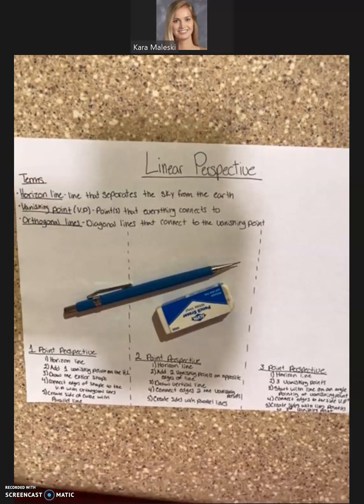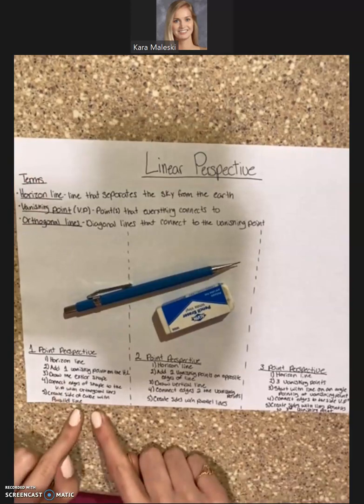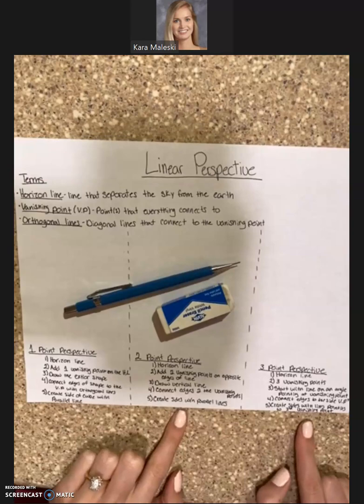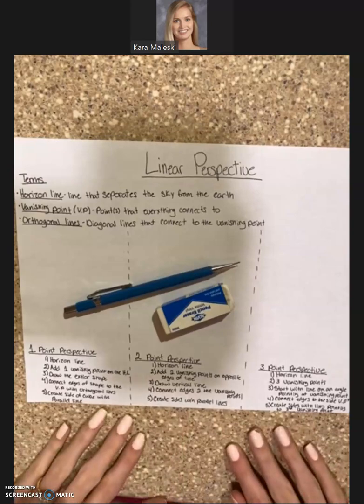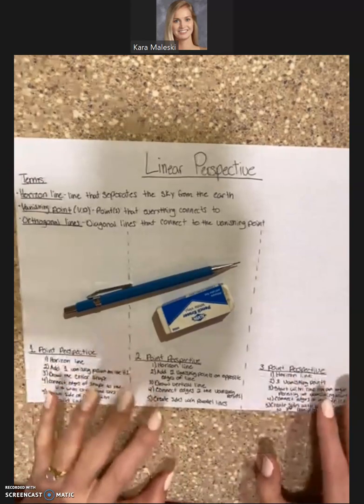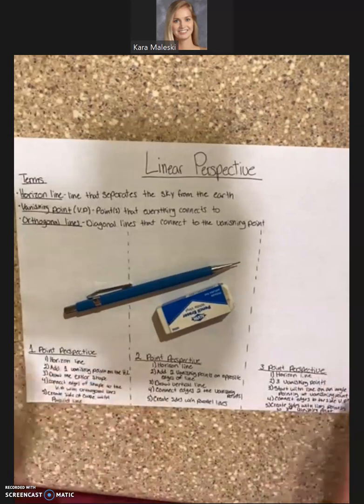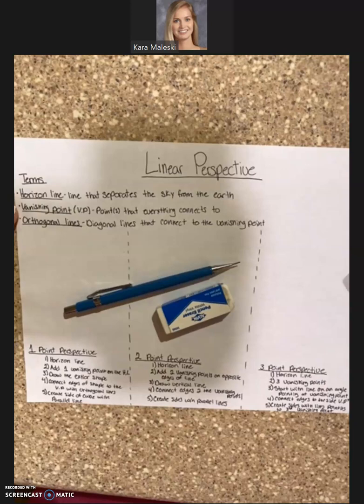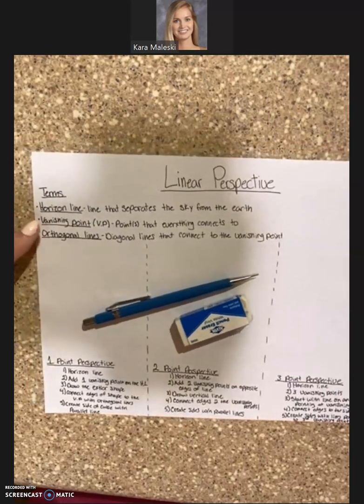We are going to be completing a 1-point perspective column, 2-point, and a 3-point perspective, talking about the differences and completing examples together. So before we jump into that, we're just going to go over a couple terms to begin with. What we're going to need for all three is our horizon line.